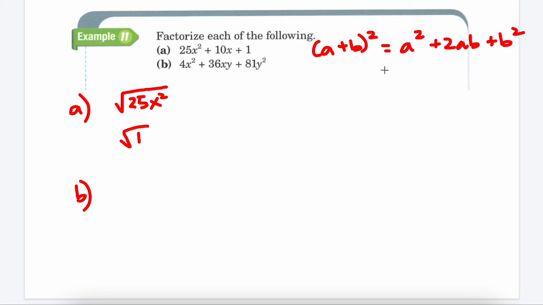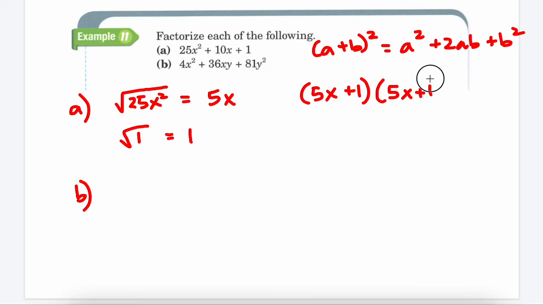So this kind of looks like that, right? I have an a squared because 25x squared can be square rooted. Its original form was 5x, because 5x times 5x got us to 25x squared. And then the square root of 1 is 1, which I could have gotten by multiplying 1 times 1. Okay, so let's try this one out and see if it works. This would be 5x plus 1 times 5x plus 1, or 5x plus 1, the quantity, squared.